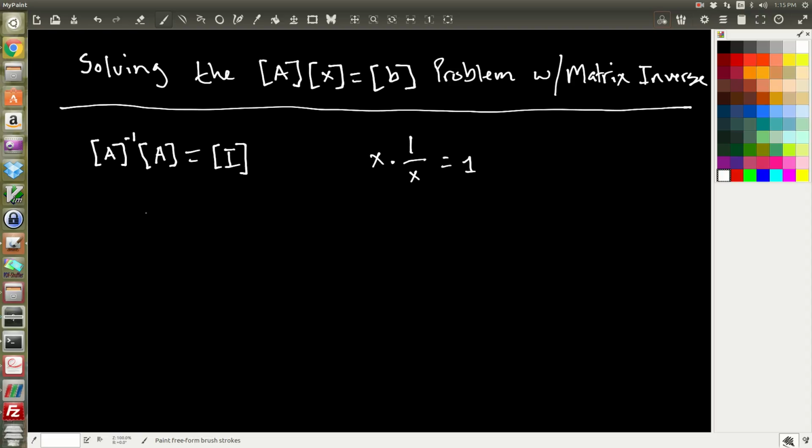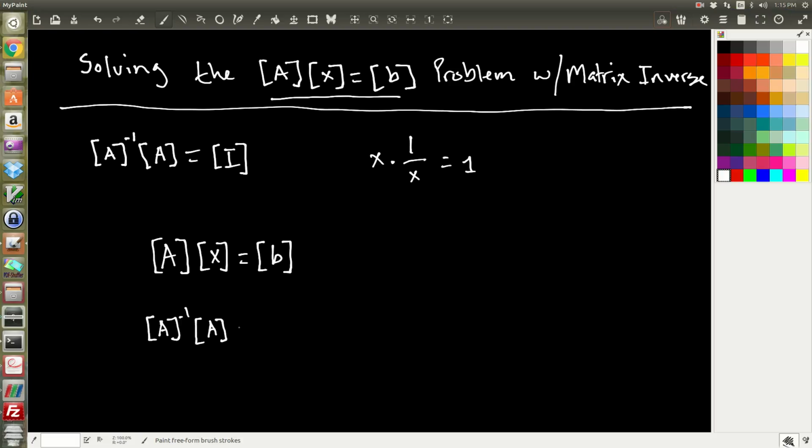So the basic approach to solving an AX equals B problem, like I have here, where we have some coefficient matrix A that stores the coefficients to our set of linear equations, multiplied by the unknowns vector, or the solution vector, is equal to some constant vector. Well, what we can do is multiply this equation on the left side by the inverse of A, if I know the inverse of A. So what I get is A inverse times A times X.